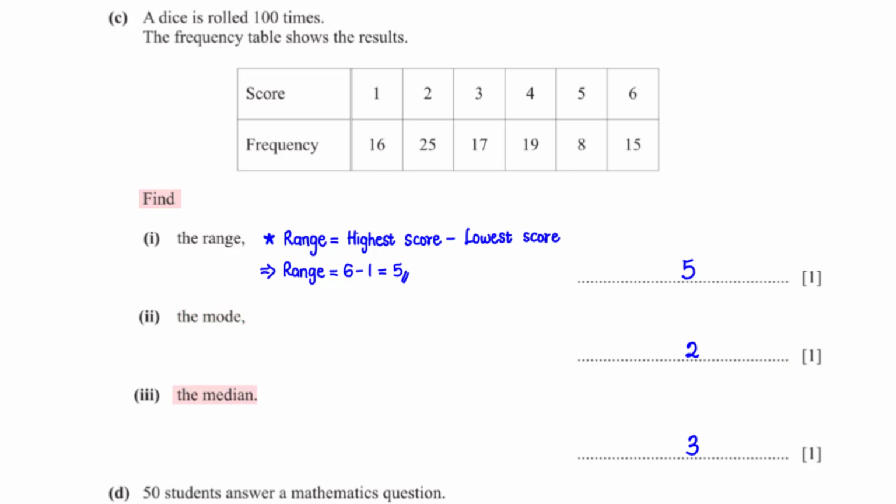Find the median. The total sum of the frequencies is 100, which is an even number. This means the median numbers will be in the 50th and 51st position. When we add the frequencies, 16 plus 25 is 41. 41 plus 17 is 58. This means the number 3 occupies the 50th and 51st position, and so the median is 3 plus 3 divided by 2, which is 3.